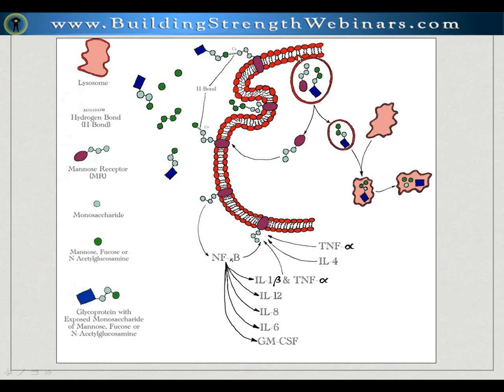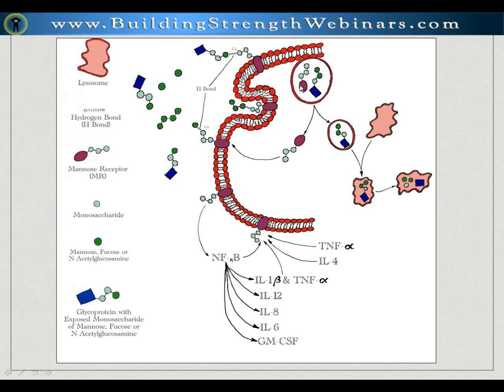They pinch off, they form these vesicles, and the pH starts to change, releases the mannose receptor, and the mannose receptor returns back to the surface where it can bind another one, and it goes through this cycle again and again. At any one time, around 10 to 30% of the mannose receptors are on the cell surface. The other 70 to 90% are inside.